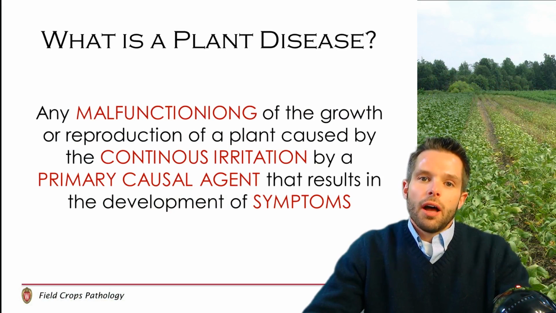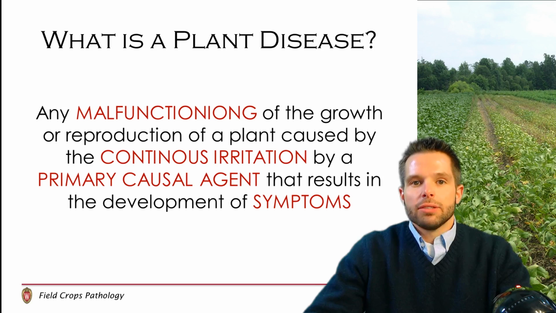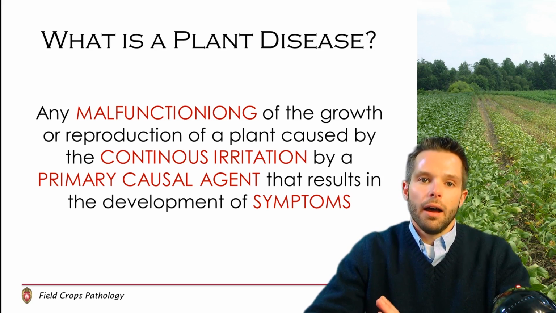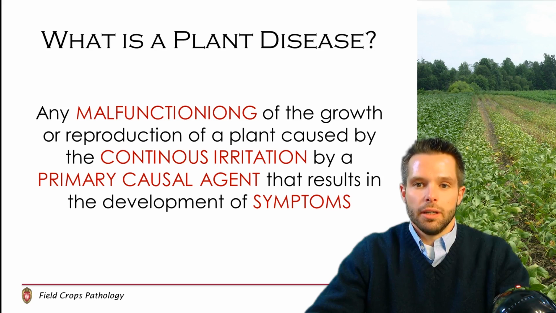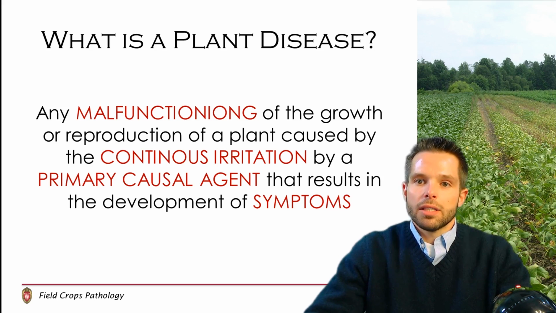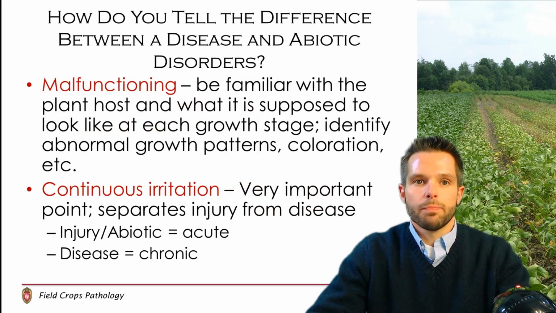So first I want to just talk a little about what a plant disease actually is. A plant disease is any malfunctioning of the growth or reproduction of a plant caused by the continuous irritation by a primary causal agent that results in the development of symptoms. Now this is quite a mouthful, but there are a couple of key points in this definition so that we understand how plant diseases actually cause malfunctioning in plants.